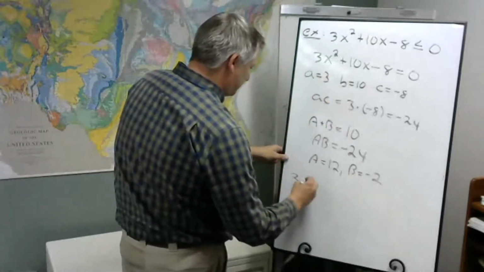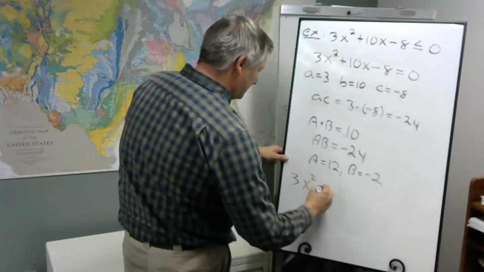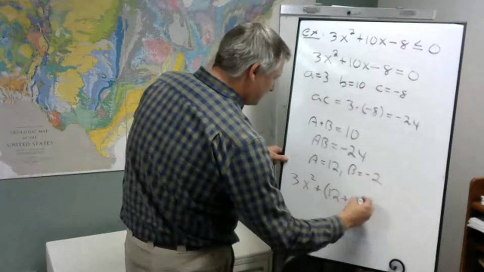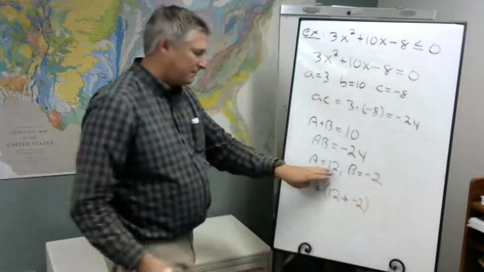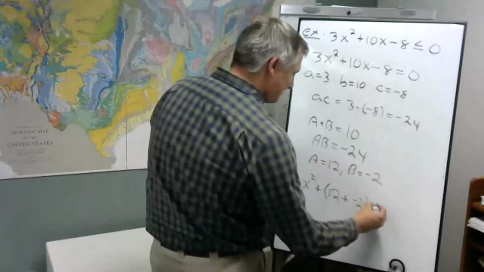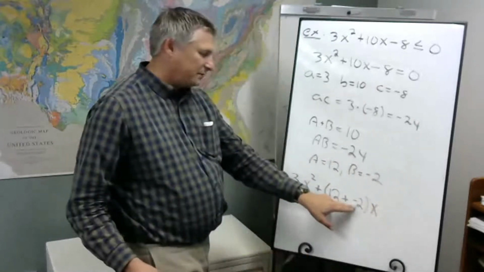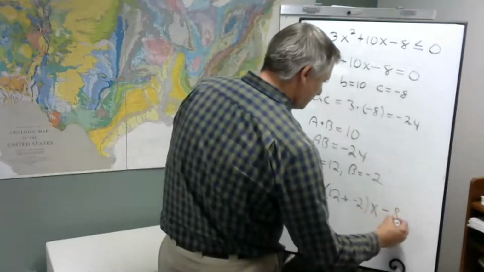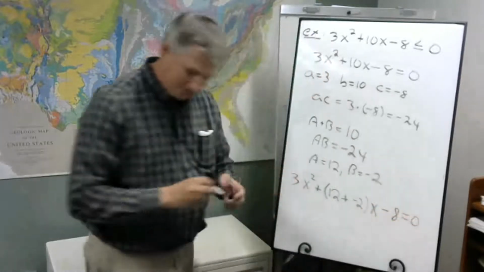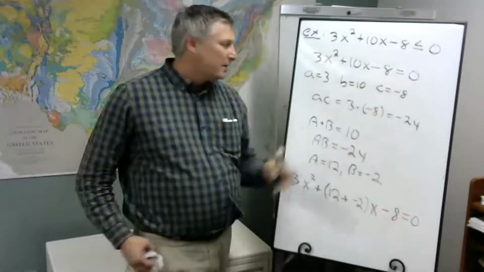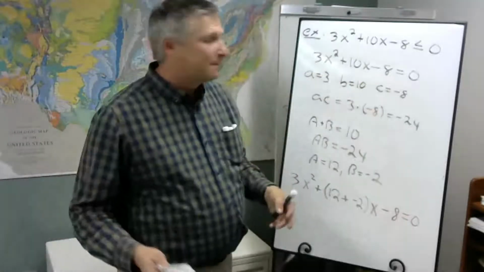There we go. Now next with the AC method is we rewrite the middle term. We say 3x squared plus, rewrite it as a sum of capital A plus capital B, because 12 plus negative 2 is 10. Now again, the whole point is we're trying to see where this is equal to 0, so we're going to try to figure it out by factoring.